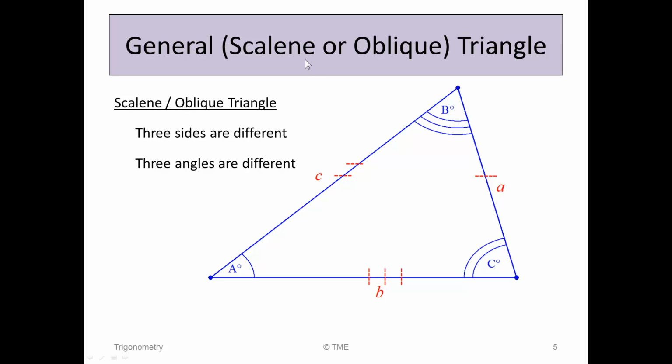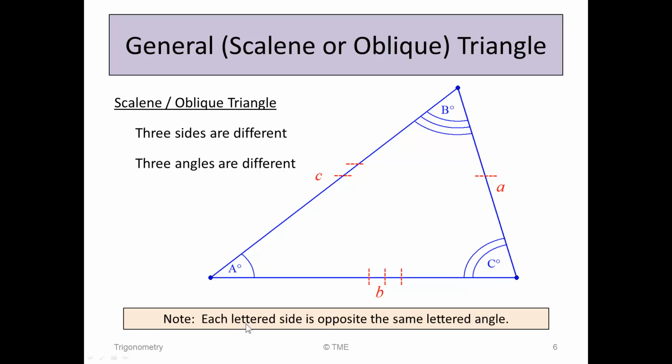The general triangle, called scalene or oblique, is a triangle where the three sides are each different, so neither A, B nor C are the same, and they've different dash marks on them, so they're not the same. And the three angles A, B and C also have three different patterns there to indicate that they are different. And this is the general triangle. Three sides different, three angles different.